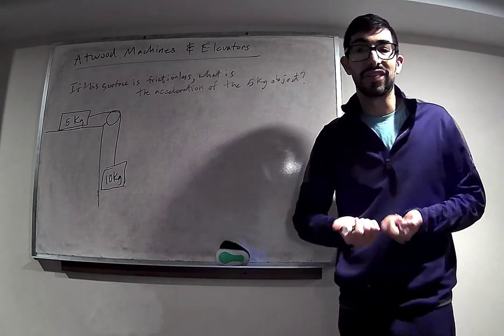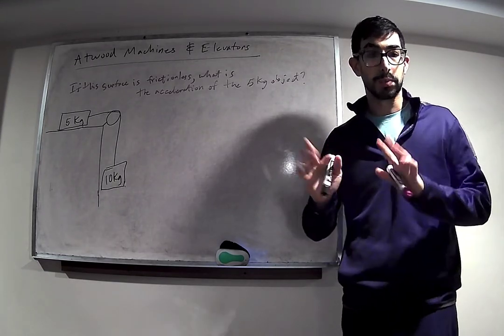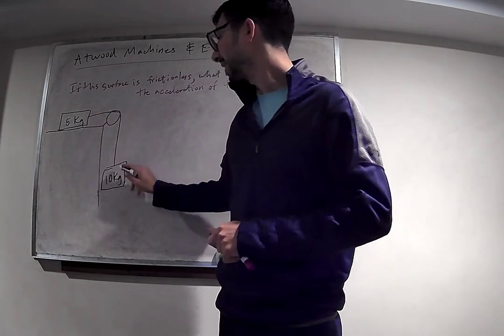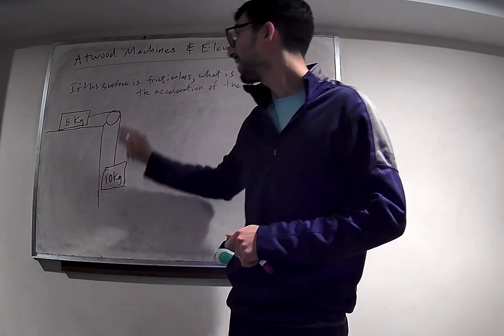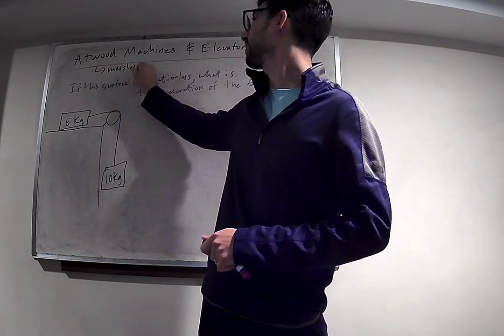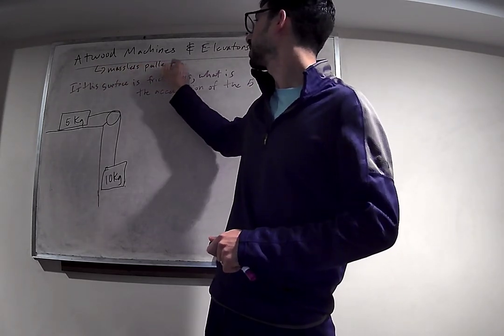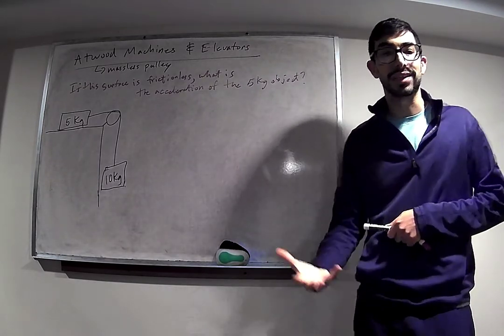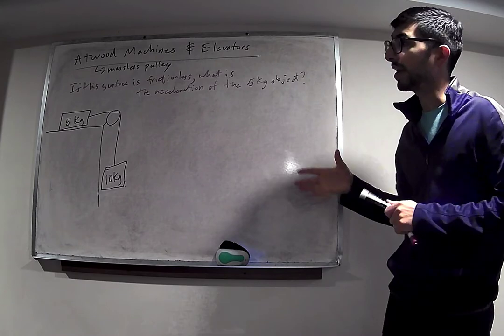An Atwood machine is very simply a pulley. But the implication of an Atwood machine, or a pulley here, and you can see if I had a diagram like this, it would be a pulley attaching two objects. An Atwood machine is like a massless pulley. And the implication of that pulley being massless is that it has no effect on the acceleration. So we're not going to take it into account.